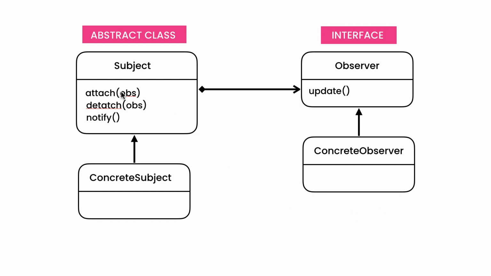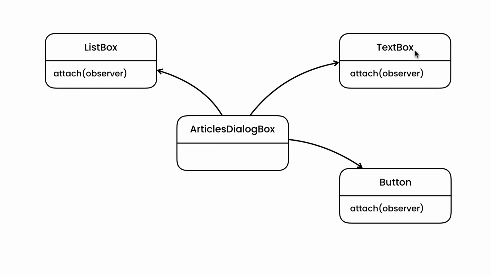It simply provides a couple of methods for us, attach and detach, to register or unregister observers. Whoever is interested in the changes in the state of the subject can say, hey, I am interested. Notify me when your state changes. Now, we can use this pattern to implement the mediator pattern. So we can have each UI control play the role of a subject and our dialog box play the role of an observer. So our dialog box is observing the changes in the state of these objects.